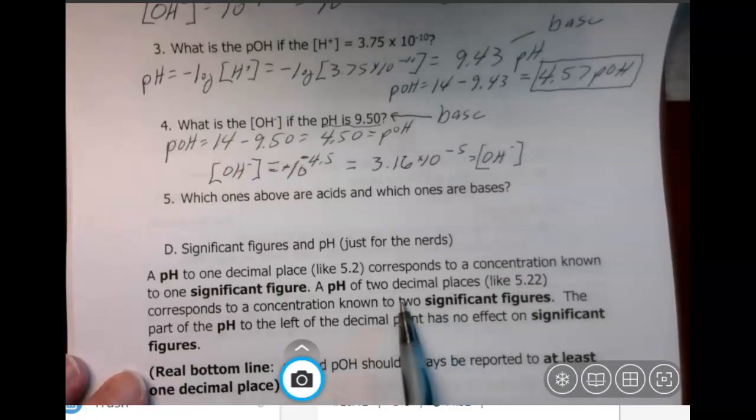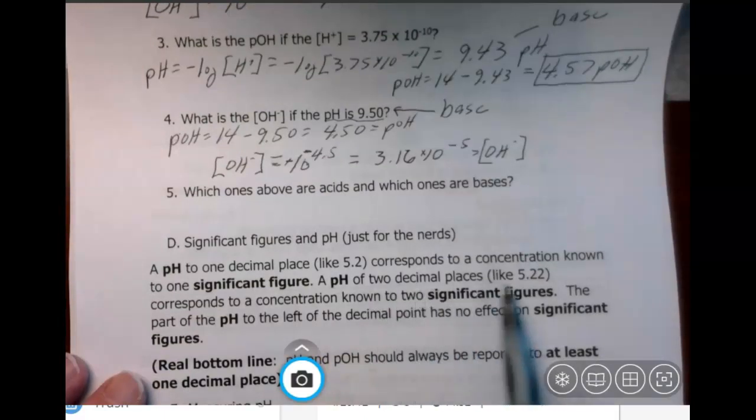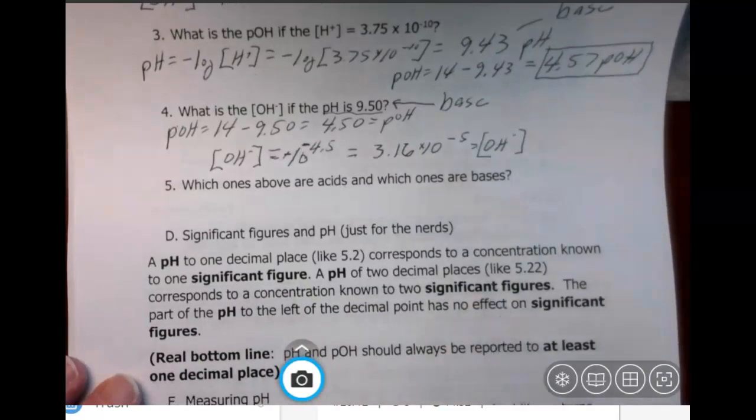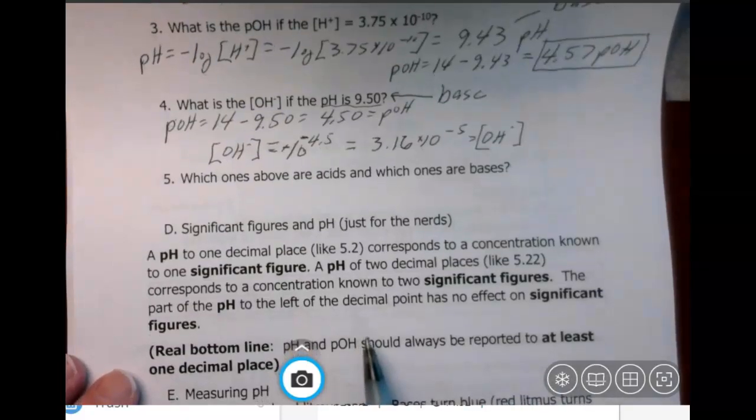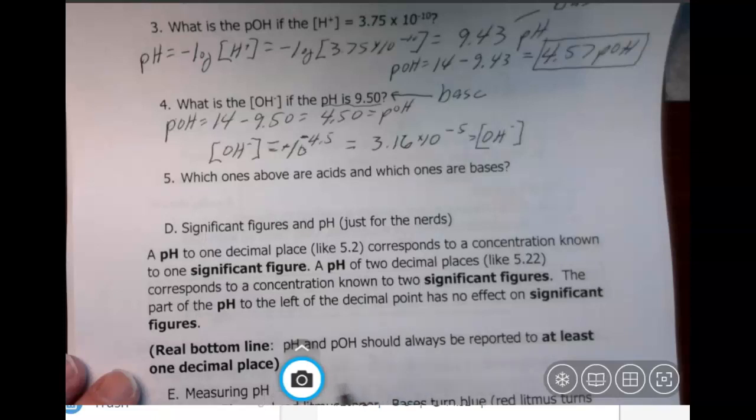And the same applies to looking at the pOH. You count the number of decimal places, that's how many significant figures your hydrogen ion concentration has. Now, that's more for the people that really get into significant figures. Here's the real bottom line. If you have pH and pOH, for the problems that we do, you should always report to at least 1 decimal place. There's a big difference between 6.1 pH and 6.0 pH. So always give at least 1 decimal place, and oftentimes 2.